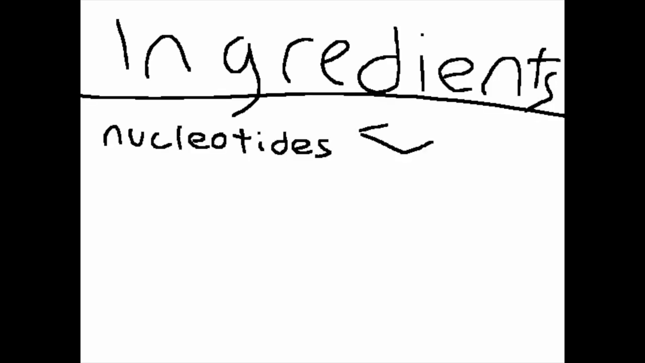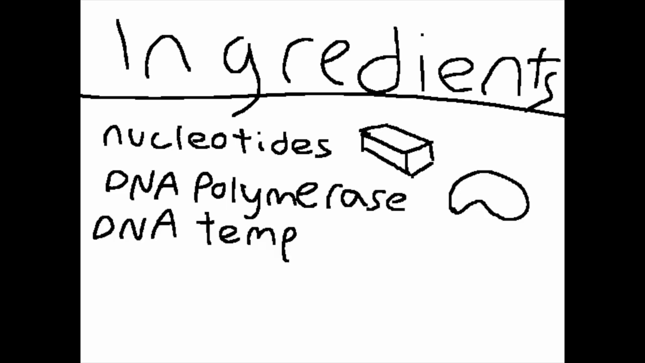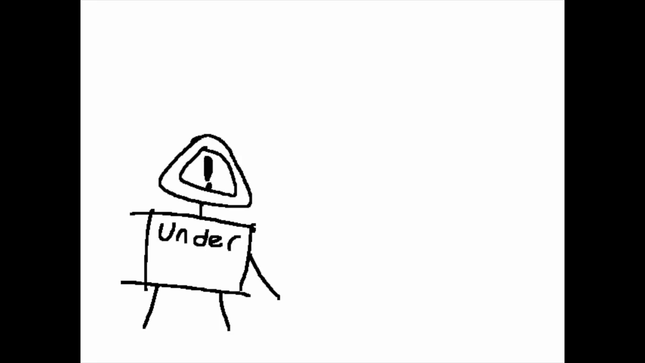Now, what's involved in the process then? First, we start with the ingredients. Free nucleotides, the building blocks of the new strand. DNA polymerase, the enzyme adding nucleotides to the new strand. DNA template, the DNA we're trying to copy from. Primers, they are in pairs. They are very short sequences of DNA that bind complementarily to the DNA template. And DNA polymerase will start adding nucleotides from the positions of the primers.